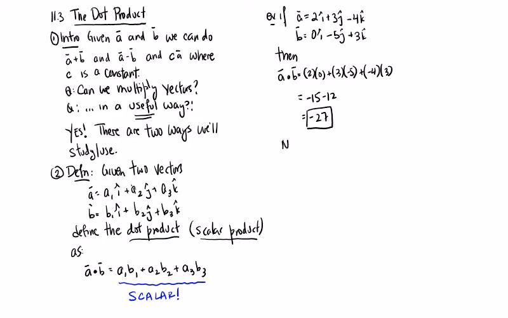And just a little note here: in 2D, this is fine too. There's just no k. There are no k's in the vectors. So in other words, you just do A1 B1 plus A2 B2, and that's it. So this is the definition of the dot product. What I want to do next is talk about the basic properties of this thing. In other words, what does it do that's useful to us?